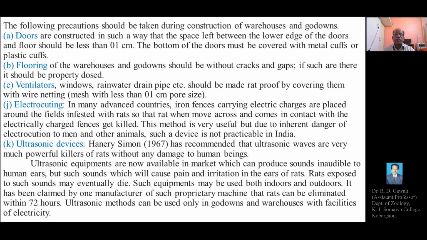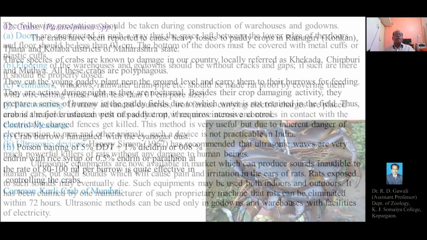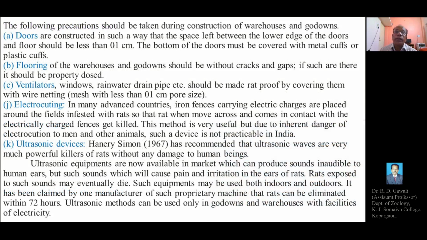So ultrasonic methods can be used only in godowns and warehouses with facilities of electricity. So these are the different types of control measures that can be employed for the control of rats.